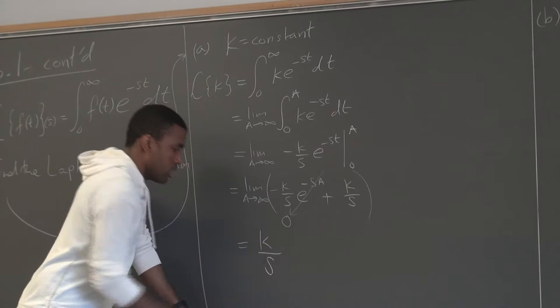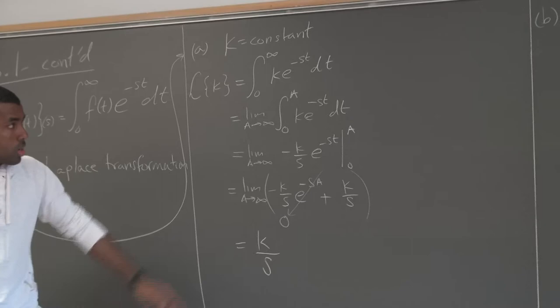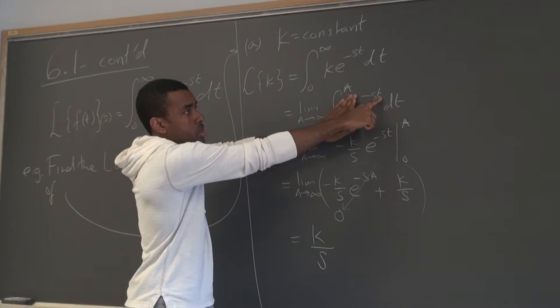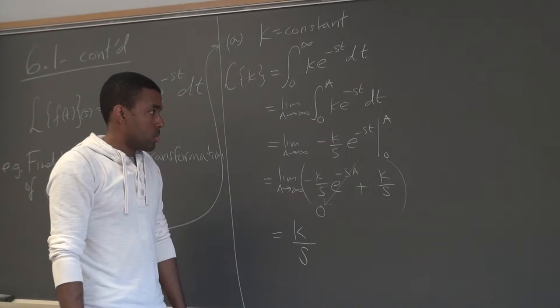Could you explain? I'm sorry, I didn't get it. How did you get the k over s? Well, the k is just a constant, so I just leave it alone. The antiderivative of this with respect to t: t is a variable, s is a constant with respect to t. So it's just minus 1 over s times this, and then I multiply by the k. No, I'm talking about the second part, actually, plus k over s.